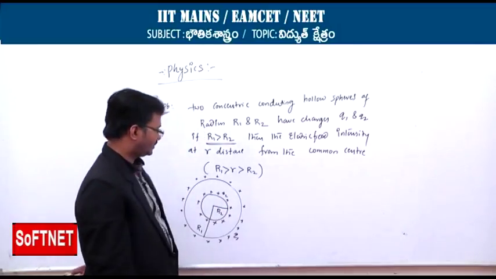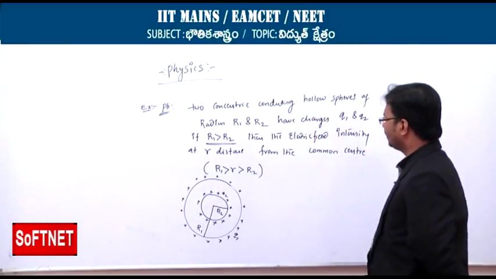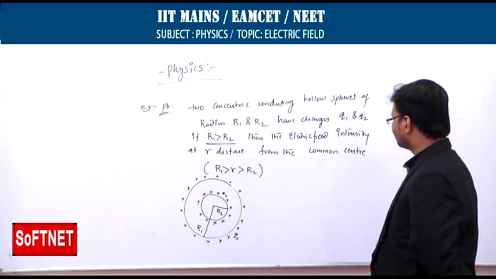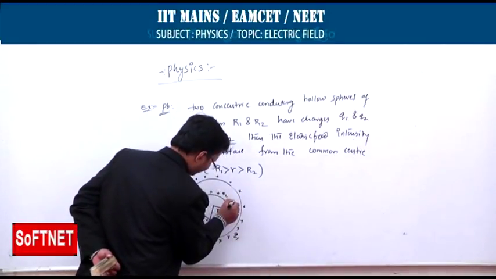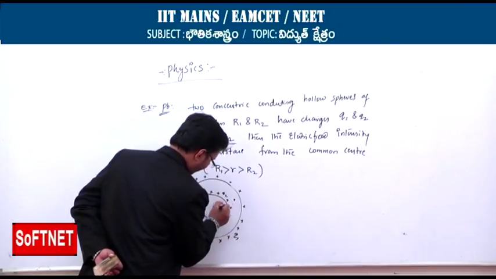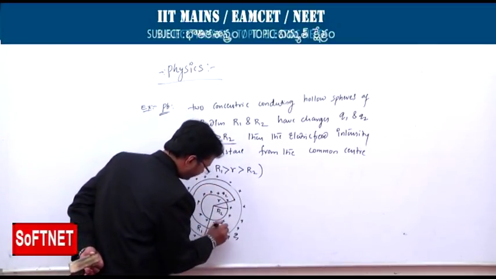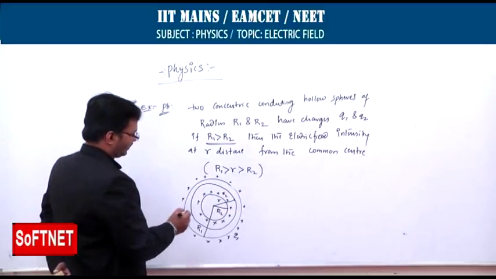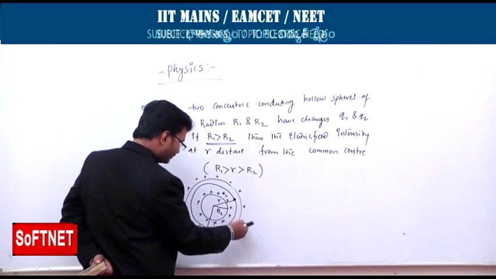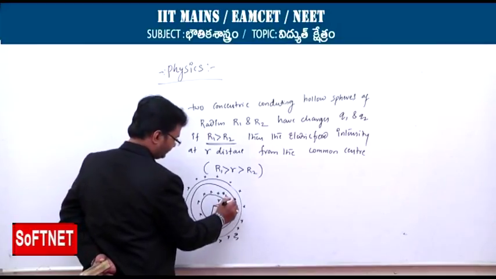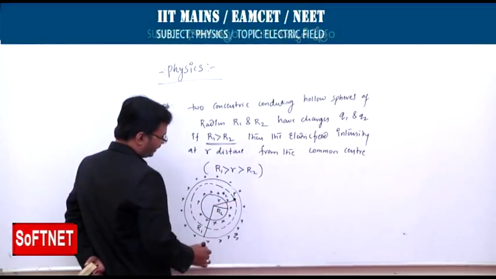This is given to Q2 charge. Now, where do we have to find the electric field intensity? At a smaller distance from the common center. At this point, how much is the distance? Smaller distance. Now, assume a Gaussian surface. This point is outside of this spherical shell, inside of this spherical shell. Point P is on the Gaussian surface. At this point, we need to find the electric field intensity.